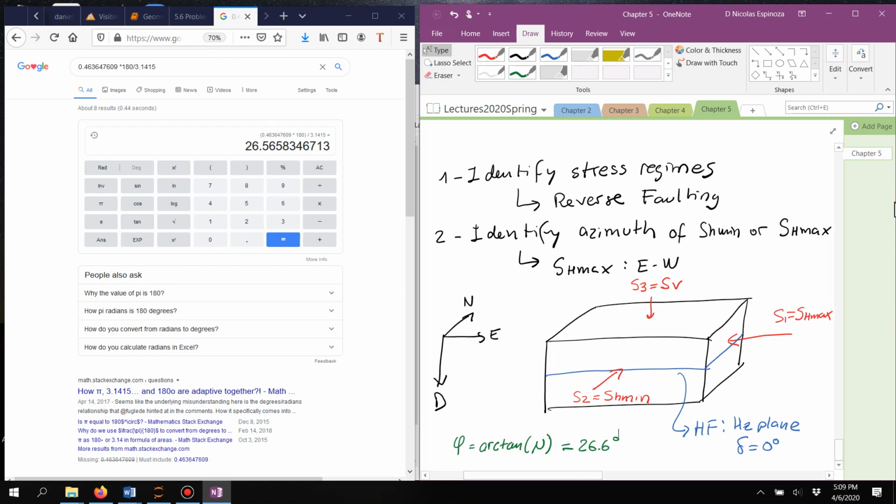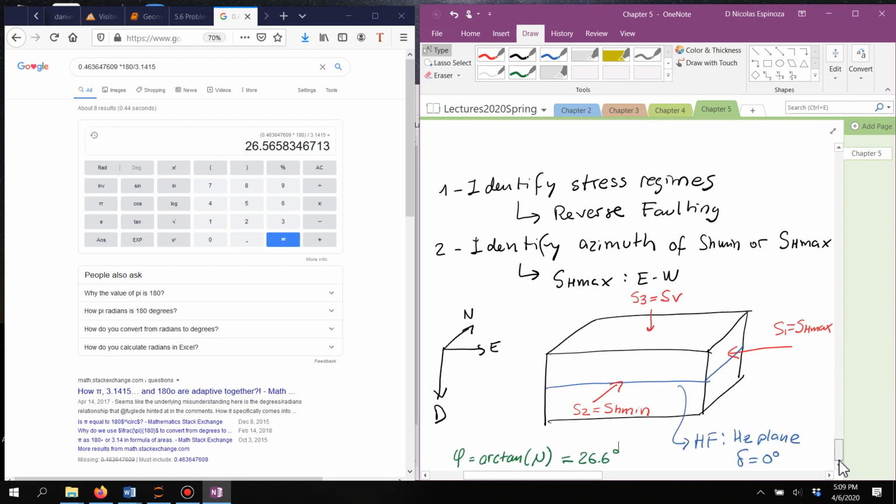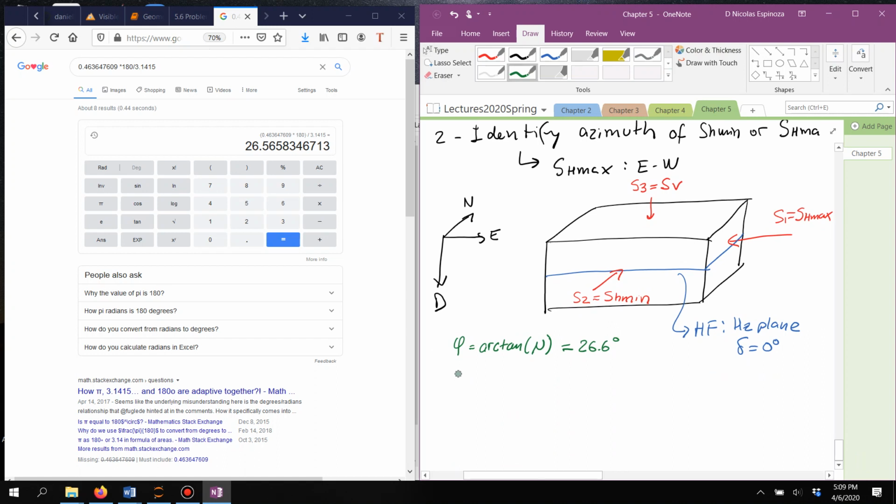We want to know this friction angle because the ideal orientation of the shear fractures is going to depend on that friction angle, and those are going to be located at the characteristic angle of 45 degrees plus the friction angle divided by 2. In this case, this is going to be 45 degrees plus 13.3, which is going to be, if my math doesn't fail, 58.3 degrees. Now that we have that characteristic angle, we're going to call it beta.